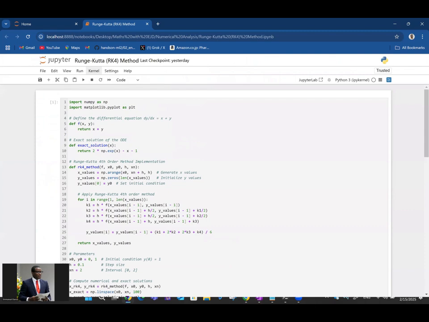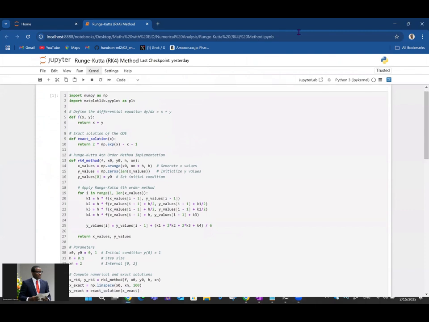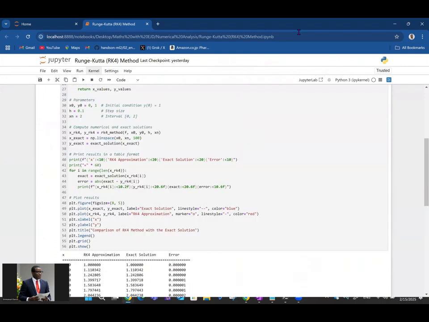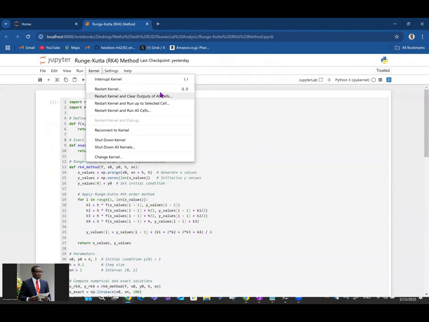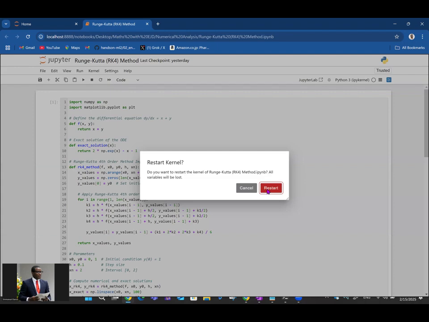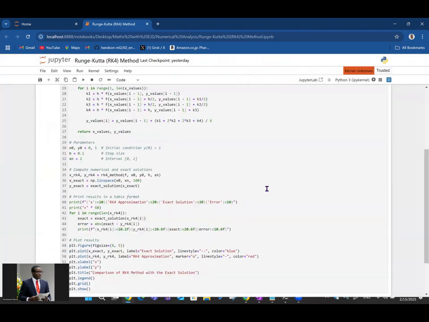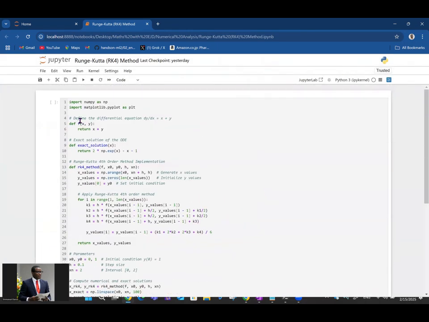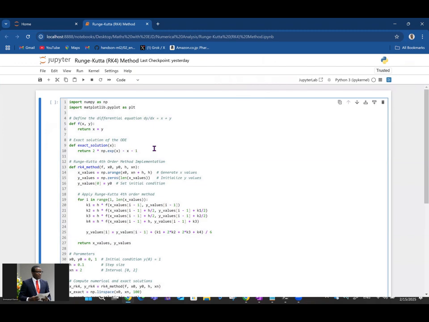So this is the Runge-Kutta fourth order method, that's RK4. Let me make it start fresh. Look at it here. In lines 5 and 6, you define what you're solving, that's x plus y. Then here we have the exact solution. Thankfully, if there's no exact solution, we won't be able to do this. So you can just go ahead and find other ways of estimating the error. So we have the exact solution right there.